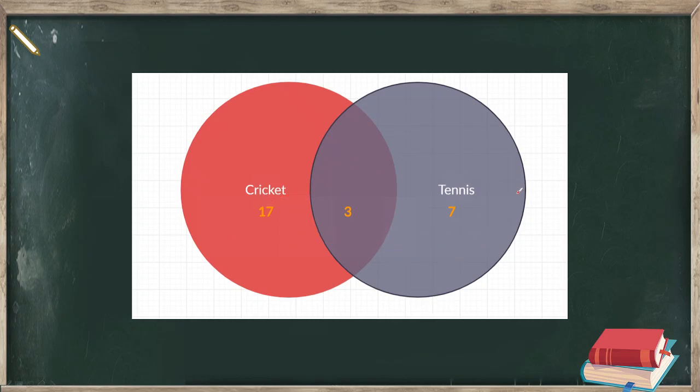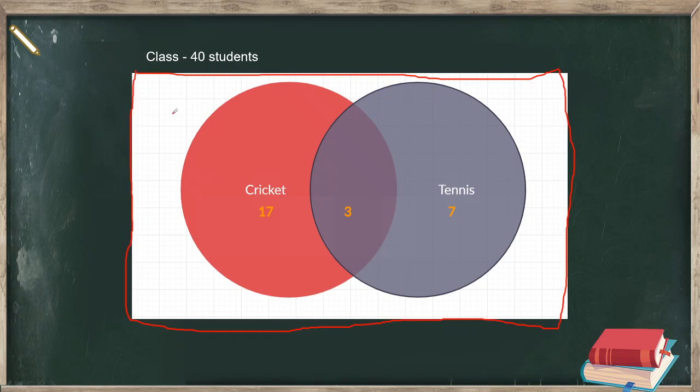Now, in total we have 40 students. These 40 students are our universal set, right? These 40 students are our universe. They represent the whole rectangle. Everything that we are going to do, all operations, everything is within these 40 students. So these 40 students are our rectangle.